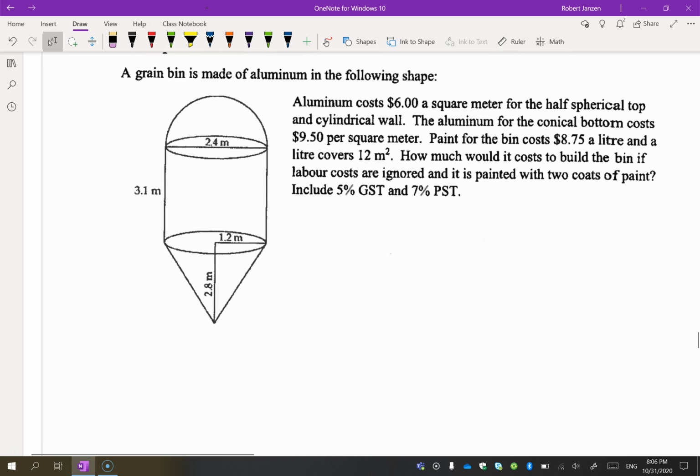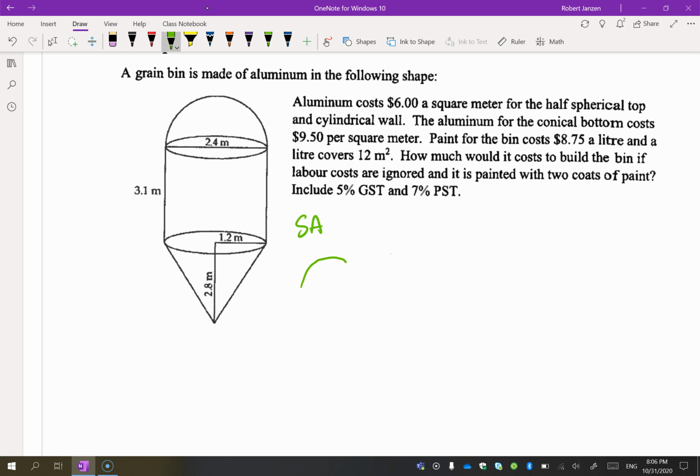So let's look at the first question. It says a grain bin is made of aluminum, and it's in this shape. It says how much the aluminum costs, and we're supposed to figure out what it would cost to build this bin. Okay, now if you think about paint and aluminum, we're talking not about volume, but we're talking about surface area. How long is it going to take to make this shape, or how much is it going to take to make this shape? So the first thing we need to do is figure out the surface area of this shape.